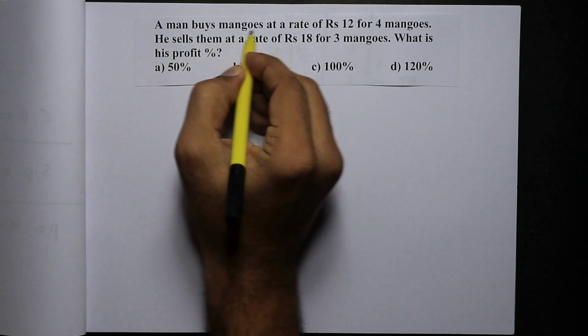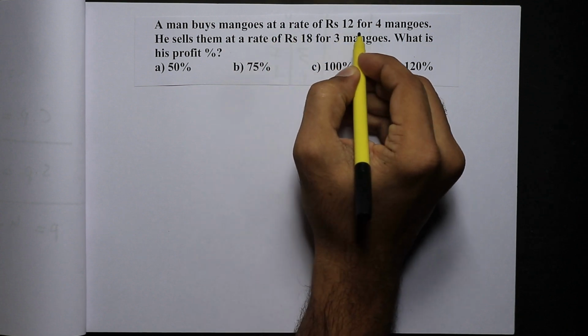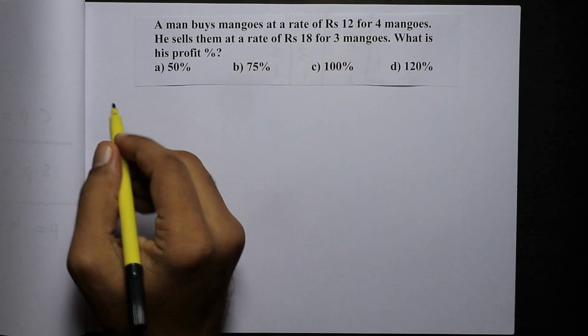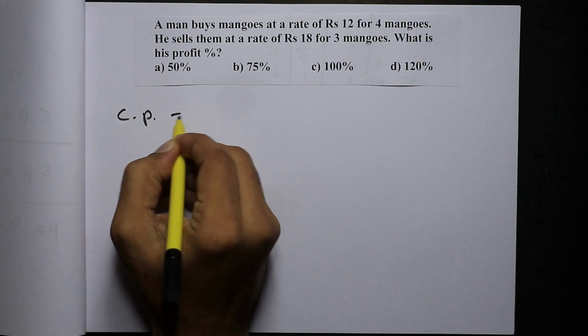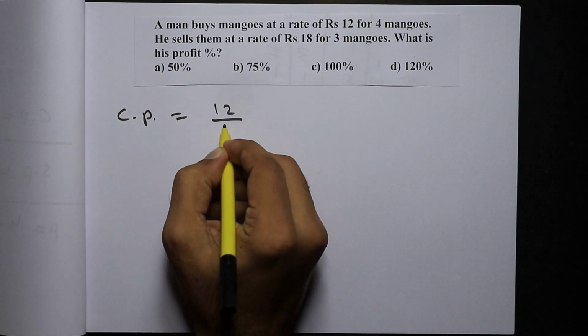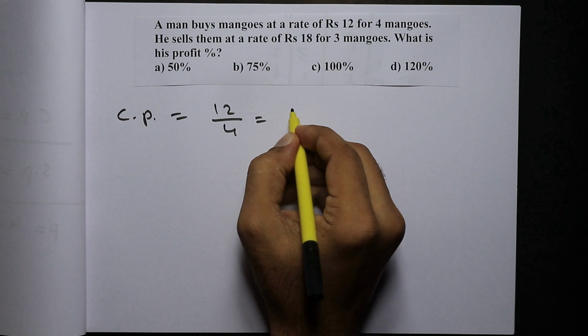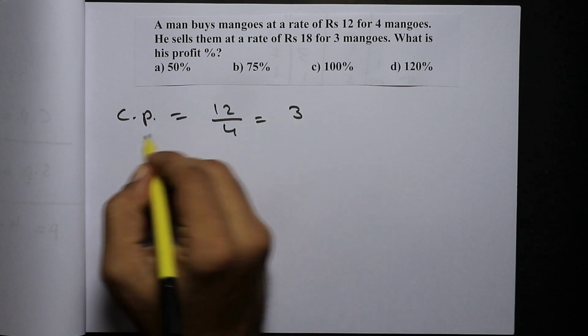A man buys mangoes at a rate of rupees 12 for 4 mangoes. So let us calculate the cost price. 12 rupees for 4 mangoes, so per mango rate is rupees 3.